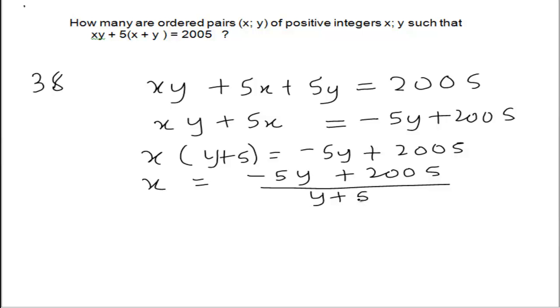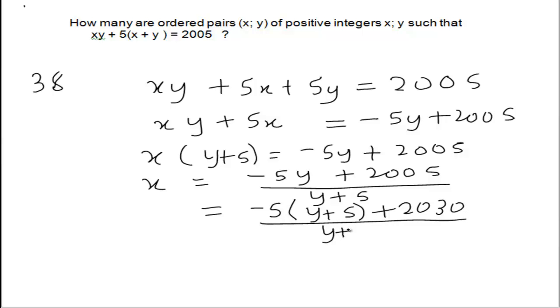So let's try to create a situation here where you got minus 5 into y plus 5. So that will be minus 5y minus 25. So I've added a minus 25, so I need to add the 25 on that. It'll become 2030 all over y plus 5. We've used this several times before, and now we can divide each one. So I'll get minus 5, the y's cancel off, but then I've also got plus 2030 over y plus 5.